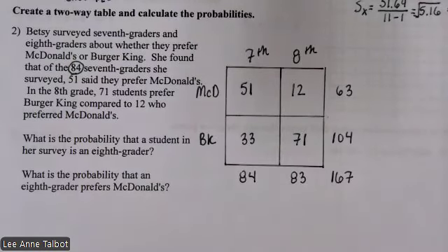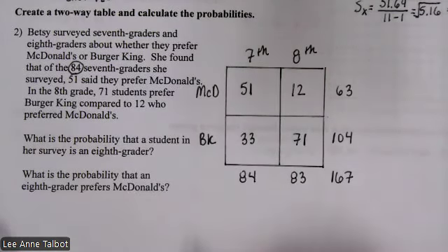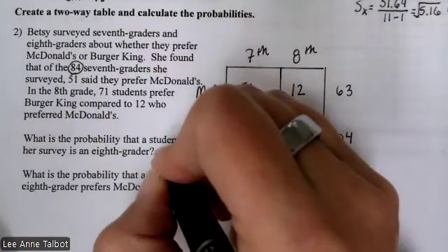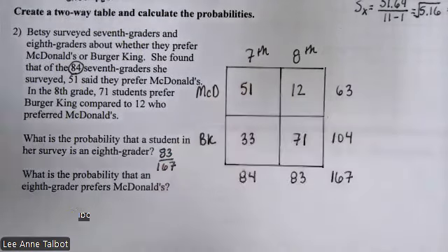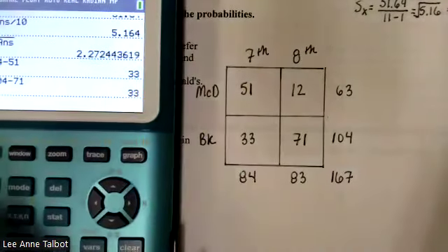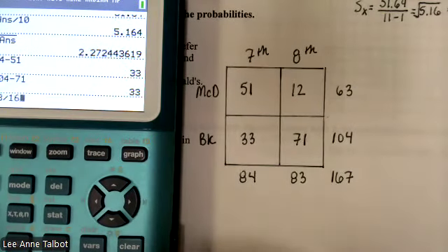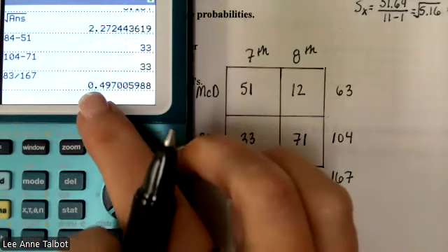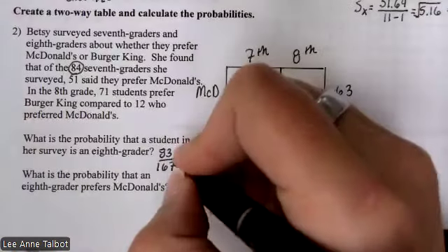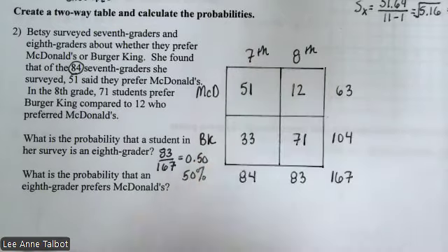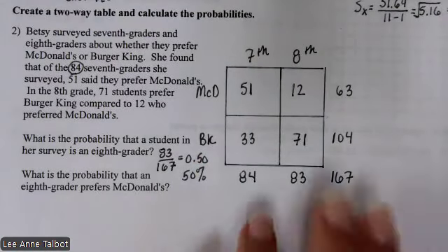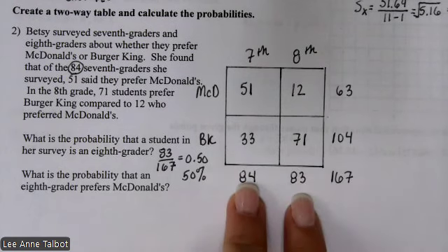Okay, what is the probability that a student in her survey is an 8th grader? Okay, so how many 8th graders are there? 83 over 167. Which is, I'm gonna say 0.50. 50%. That makes sense because they're really almost very even.